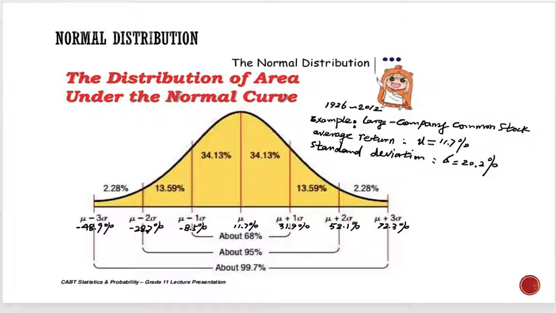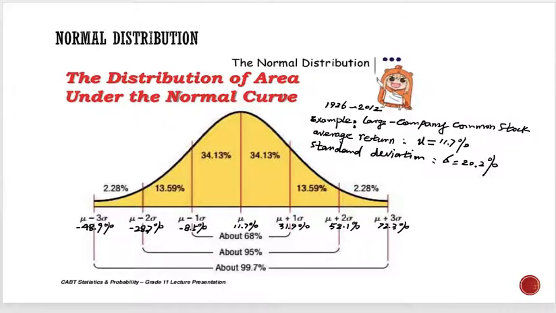Let's come to normal distribution. What is normal distribution? Simply speaking, it is a bell-shaped curve. Three important features.